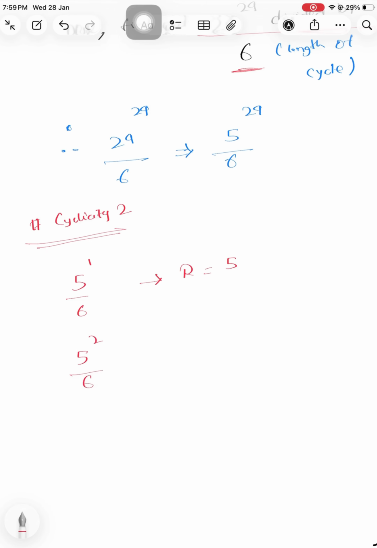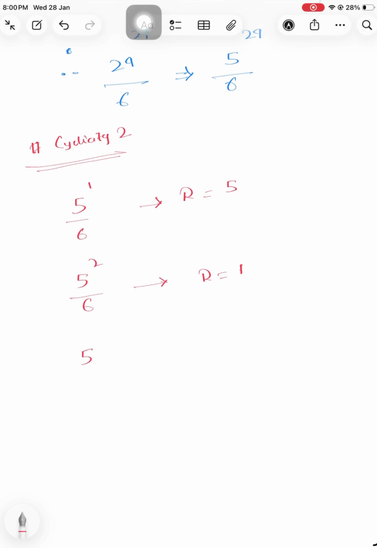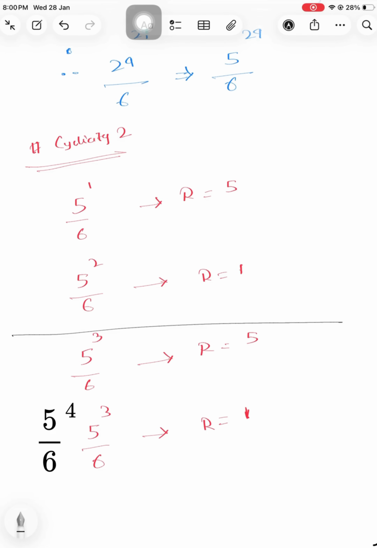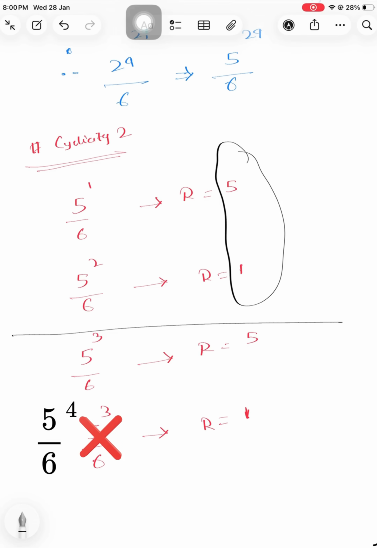5 squared upon 6 will leave a remainder as 1. And 5 raised to the power 3 upon 6 will leave remainder as 5. And just to be 100% sure, let's do another check. 5 raised to the power 4 divided by 6, it again leaves a remainder as 1. Okay, it is by mistake that I have written 5 cube 2 times, so kindly ignore the second one. It is 5 to the power 4 only.